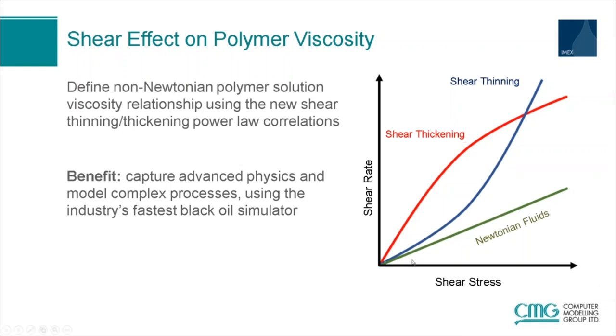So previously we were only able to model this green line, which is Newtonian fluids, meaning that we have a linear relationship between shear stress and shear rate. And the slope of this green line is the viscosity, and it passes through the origin, whereas now we can define the shear thinning and shear thickening relationships through the power laws to take advantage of more complex physics and more complex polymer viscosity relationships using IMEX.